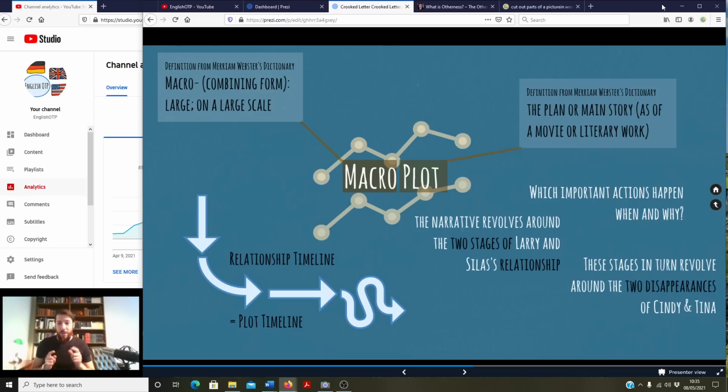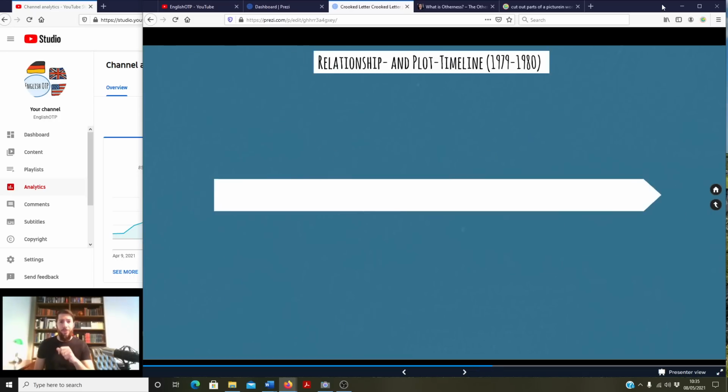And this is where we're going to jump right into that. The first thing we're going to have a look at is the relationship and plot timeline back then, that means in 1979, 1980. I'm just going to give you an overview of the most important points. You can pause the video at any time, go back to the parts in the novel, maybe reread some of the excerpts and quotes that I have here. That's up to you, but maybe this is enough to refresh your memory.